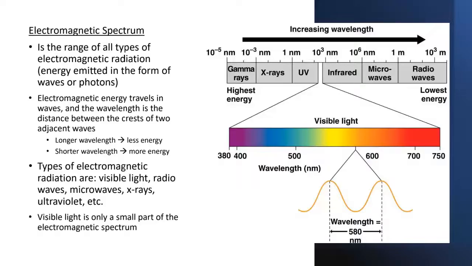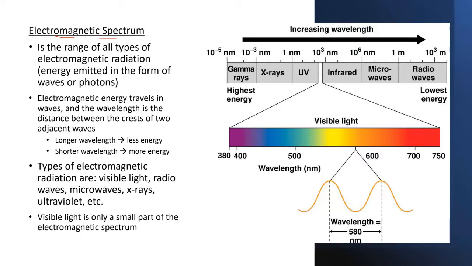All right, let's talk a little bit about energy. Why? Because our plants are going to be absorbing energy, right? Solar energy, and they're going to be converting this energy into a chemical form of energy. So when we talk about energy, we talk about the electromagnetic spectrum, okay?